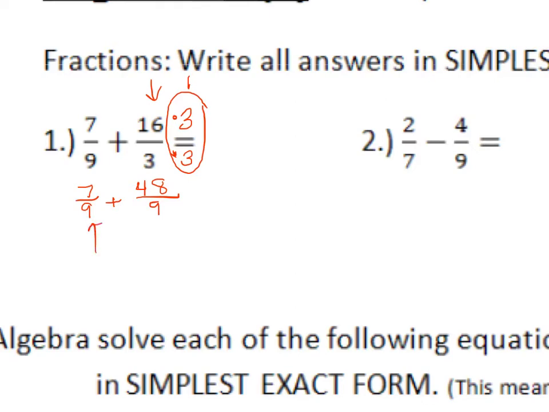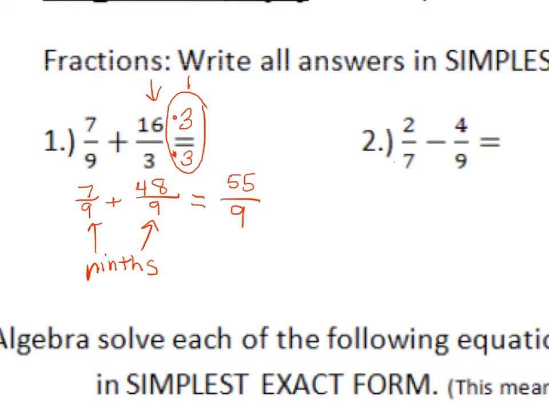Now that I have a common unit, being ninths, I can count up how many ninths I have. 7 plus 48 is going to give me 55 ninths. And I can't simplify because the only factors of 9 are 1 and 3, and 9 itself, none of those go into 55. So I can come over onto the next question, and the same thing's happening.